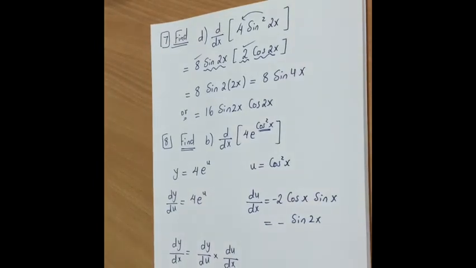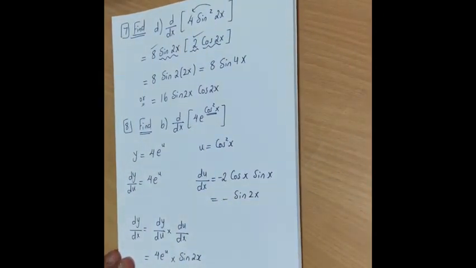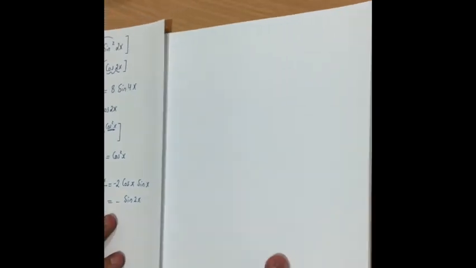If you want to write the answer in the simplest form in terms of only x, you just replace u to be in terms of x. So you write negative 4e power of cosine squared x sine of 2x, or negative 4 sine 2x e power of cosine squared x. The second way that we can solve this question is using the normal way.